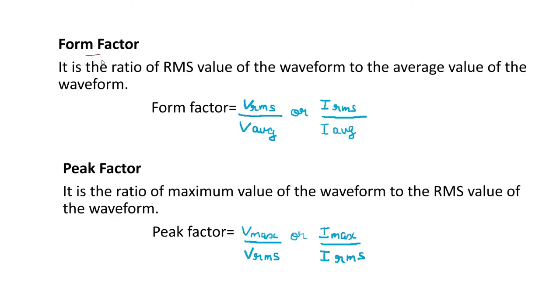Now, these two are very important terms: form factor and peak factor. Form factor is the ratio of the RMS value of the waveform to the average value of the waveform. So we can write form factor in voltage terms as Vrms upon V average, and in terms of current it is Irms upon I average. Then we have the peak factor. Peak factor is the ratio of the maximum value of the waveform to the RMS value. In terms of voltage, it is Vmax upon Vrms, and in terms of current, peak factor equals Imax upon Irms.